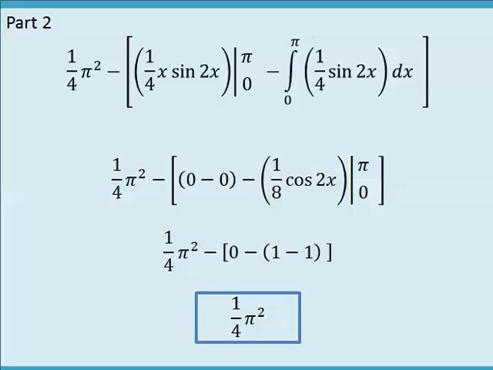Now sine 2x evaluated from 0 to pi is just 0 minus 0. And so it doesn't even matter that we have the 1/4 x. The integral of sine 2x is just 1/2 cosine 2x, and then I just go 1/2 times 1/4 is an eighth. Now cosine 2x evaluated from 0 to pi is 1 minus 1. And so for that I get 0 as well. And when the dust settles, I have 1/4 pi squared.